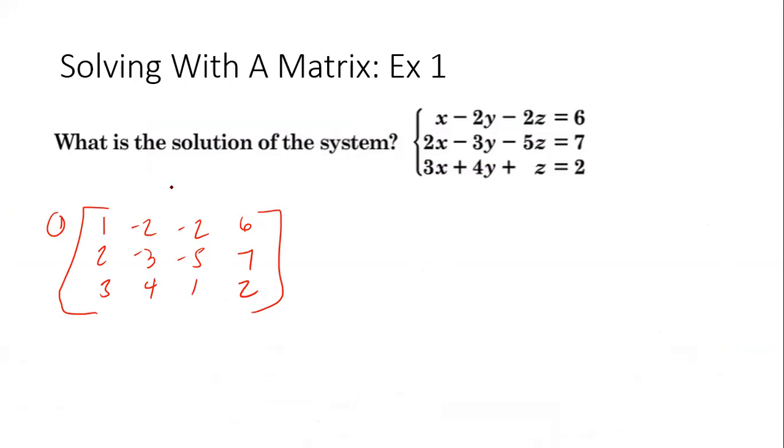So after going through the steps, we end up with 1, 0, 0, -8, 0, 1, 0, 9, 0, 0, 1, -10.